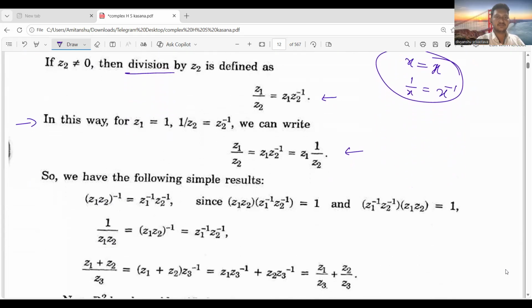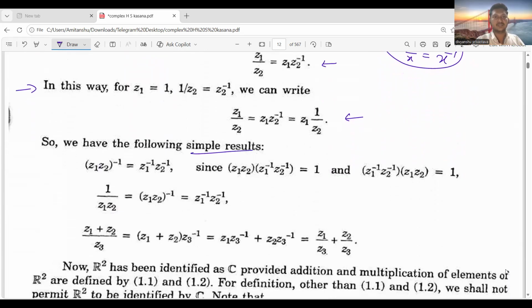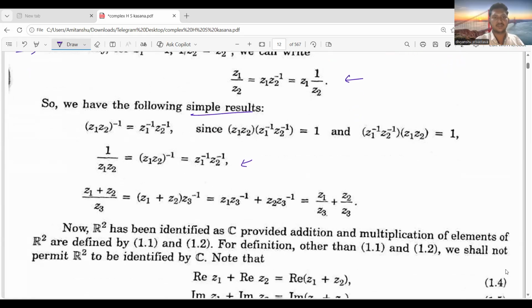Now, these are the simple results. Z1 Z2 whole inverse gives you Z1 inverse Z2 inverse, since Z1 Z2 times Z1 inverse Z2 inverse is equal to 1, and Z1 inverse Z2 inverse times Z1 Z2 is equal to 1. So 1 upon Z1 Z2 is equal to Z1 Z2 inverse, which is equal to Z1 inverse Z2 inverse. Z1 plus Z2 upon Z3 is Z1 plus Z2 times Z3 inverse, which is Z1 Z3 inverse plus Z2 Z3 inverse, that is Z1 upon Z3 plus Z2 upon Z3.